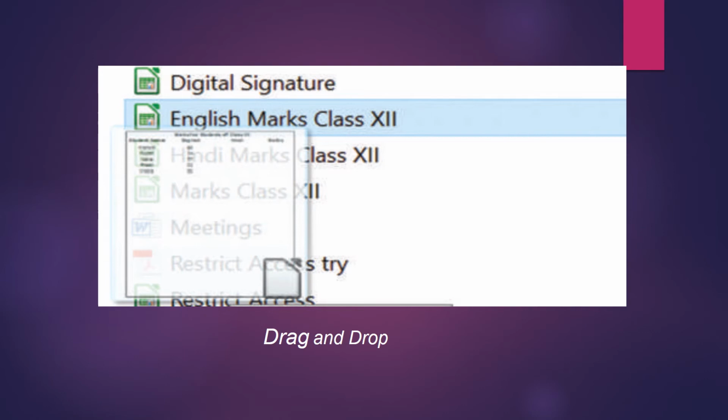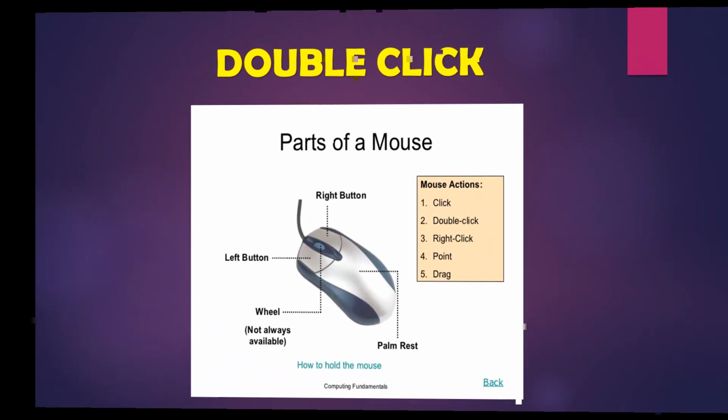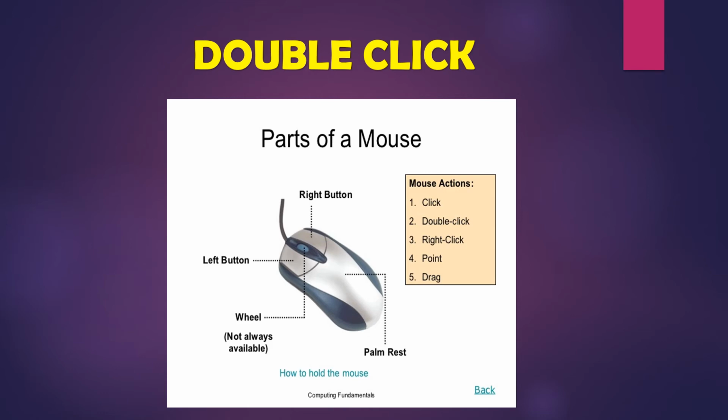Next is drag and drop. To move an item, you need to click it and then, holding the mouse button down, move the item to a new location. After you move the item to the new location, you release the mouse button. This is called drag and drop. When you drag a file in File Explorer, you can pick it up from the present location and drop it in a new location where you release the mouse. See the picture for clear understanding, children.